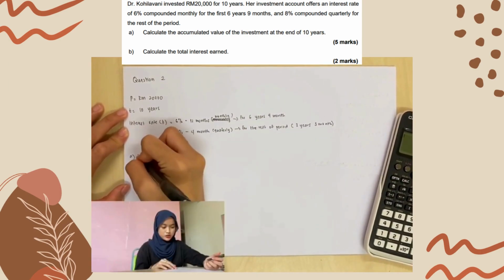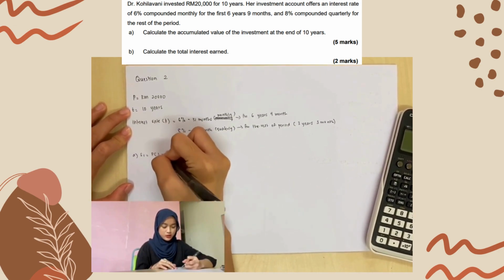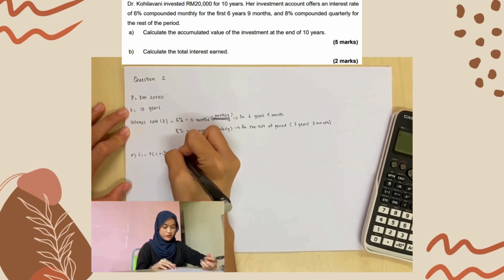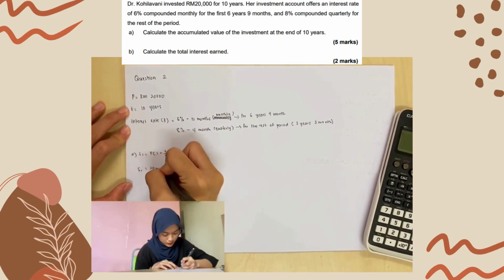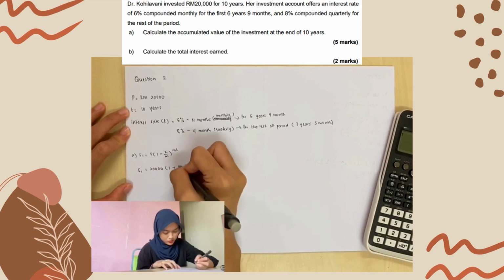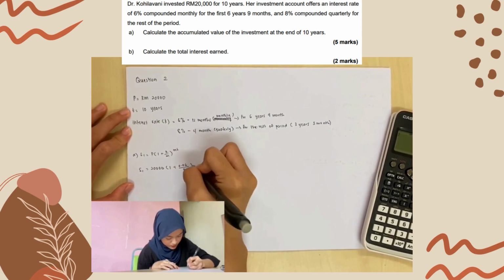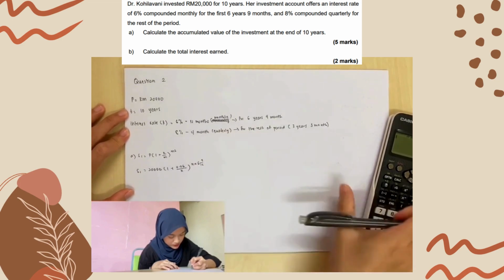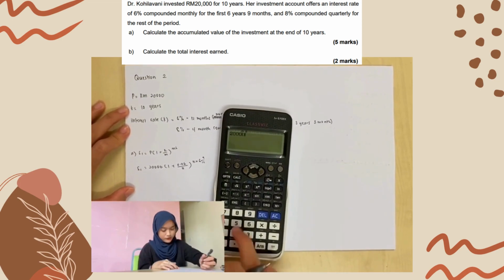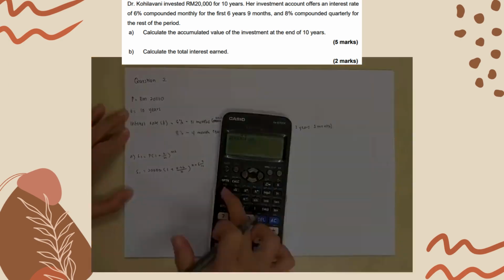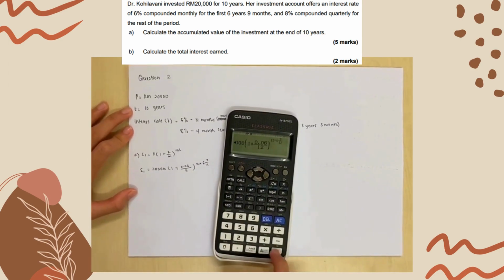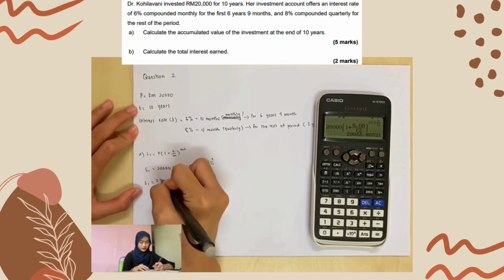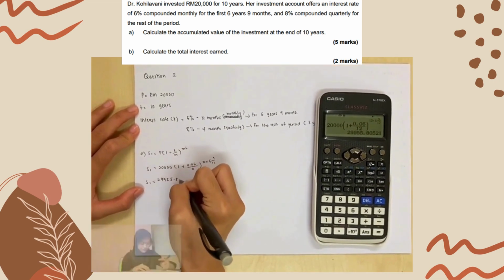So in this question, for question A, we will use S equal to P times 1 plus K over M to the power of MT. So we have to find the S1 first, which is 20,000 ringgit times 1 plus 0.06 over 12 to the power of 12 times 6, 9 over 12. So the answer would be 29,955 ringgit and 80 cents.